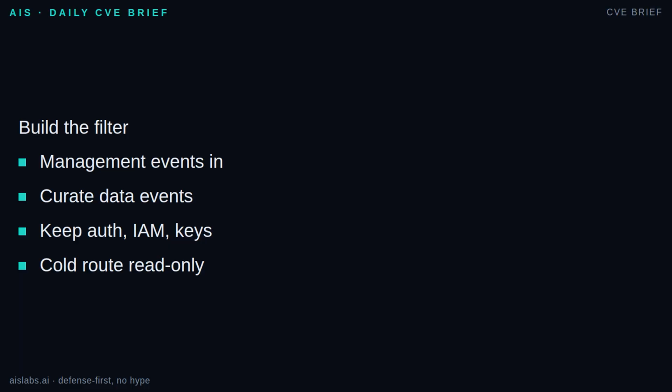Third, curate data events. Keep reads or writes for high-value stores, secrets, key material, production backups, and regulated data. Do not blindly ingest every object read from every storage location. Fourth, drop or downroute read-only floods. List, describe, get status, get configuration, and pagination-heavy inventory calls. Fifth, route the full raw stream to cheap searchable storage, with retention that supports investigations and audits.